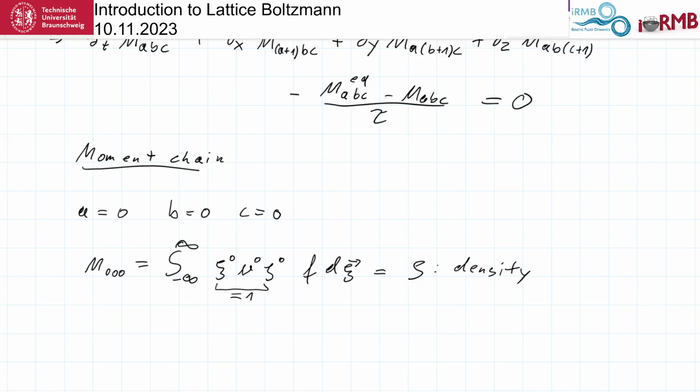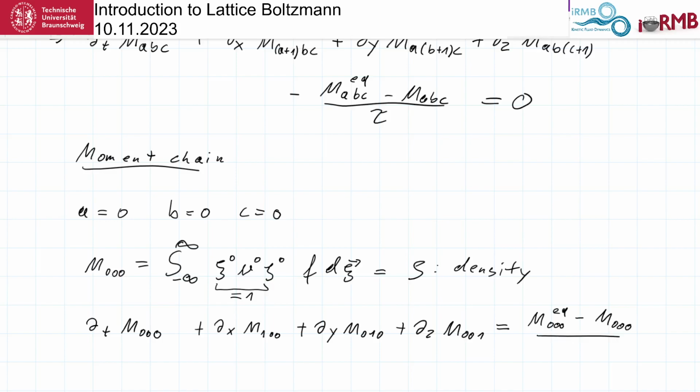Now we look at what happens with our equation. The equation would be the time derivative of m000 plus dx. Now we count up the countable moments. This is why the countability of the countable moments is so useful. So we have 0, 0, 0. The dx derivative is 1 more in the first index, the dy derivative is 1 more in the second index, and the dz derivative is 1 more in the third index. And I put the collision operator on the other side: m000 equilibrium minus m000, all divided by tau.